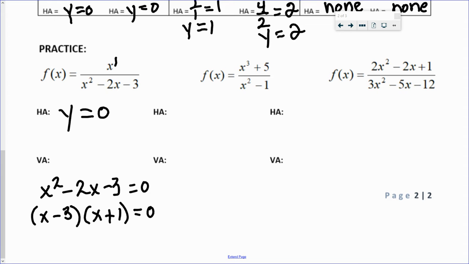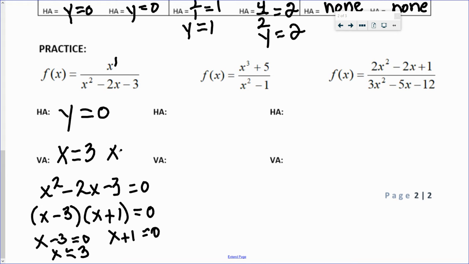So hopefully that's going to work out. That'll be x squared plus x minus 3x minus 3. There we go. And so when we take each one of these pieces and set them equal to 0, we're going to actually get 2 vertical asymptotes at x equals 3 and at x equals -1. So it's possible to have multiple vertical asymptotes.